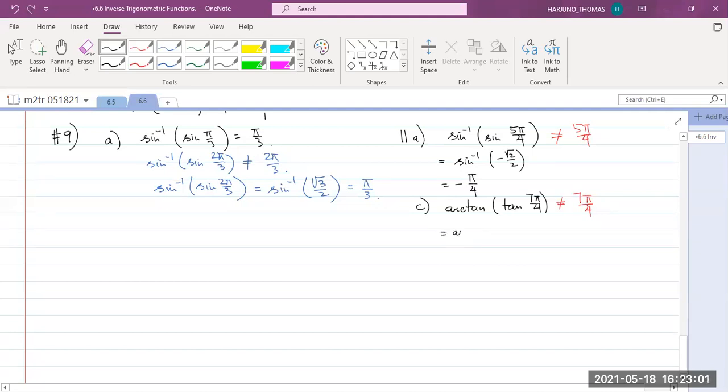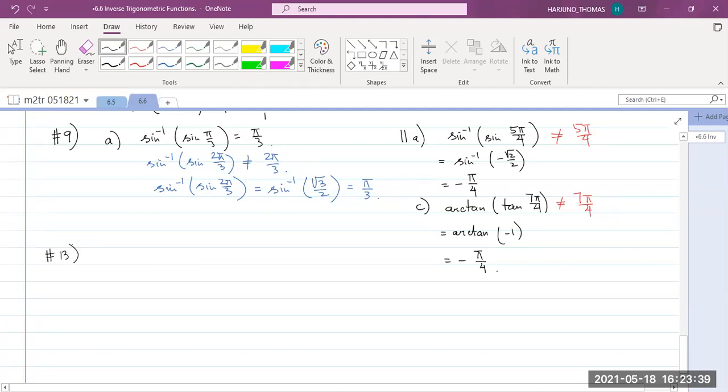Now what is tangent of 7 pi over 4? 7 pi over 4 is in quadrant 4, where tangent is negative. This is negative 1. Now what is tangent inverse of negative 1? That's negative pi over 4. Okay, now let's go on. I will do a couple more problems.